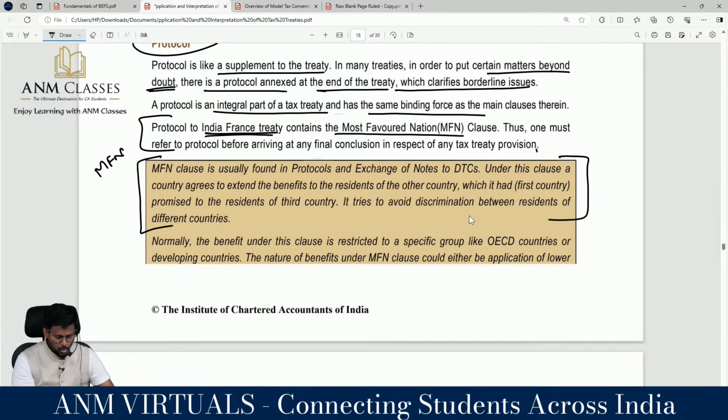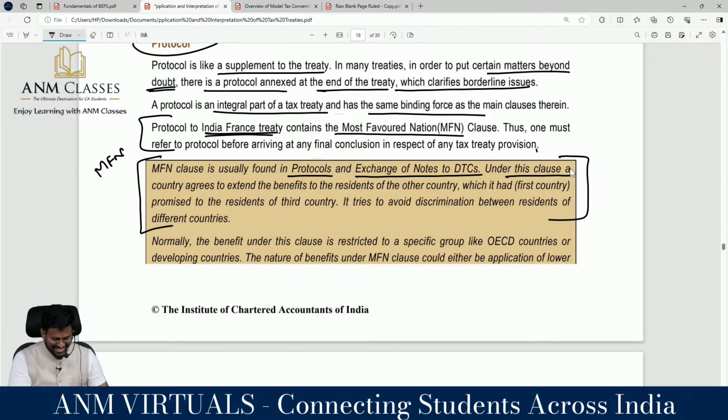MFN clause is usually found in protocol. Sir, where is the MFN clause generally placed? Protocols and exchange of notes to DTC. DTC full form: double taxation conventions. Under this clause, a country agreed to extend the benefit to the residents of the other country, which the first country had promised to the residents of a third country. It tried to avoid discrimination between the residents of different countries. This is what MFN clause is all about.